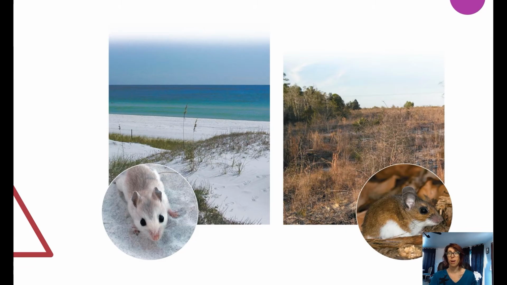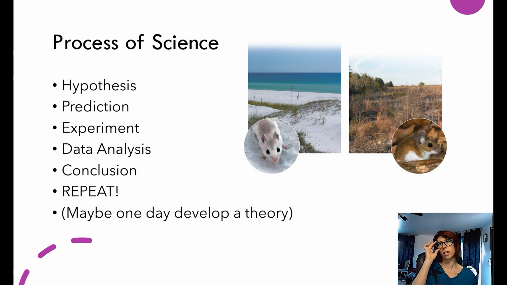And the question would be why? To be more specific, because we really want a good specific question, you have to take a stab in the dark sometimes, right? A good specific question might be, does coat color affect mouse survival? And you can test this. You could think of a few different ways to test this.